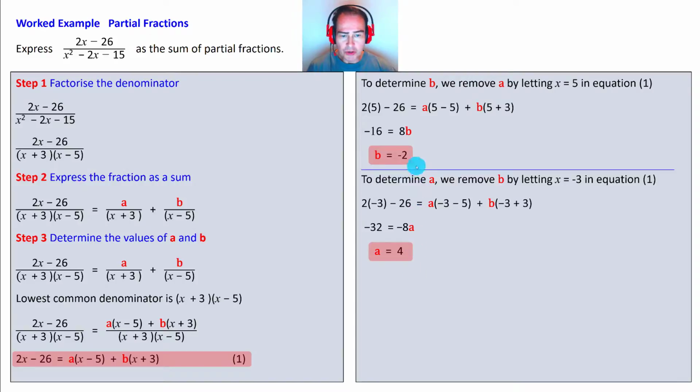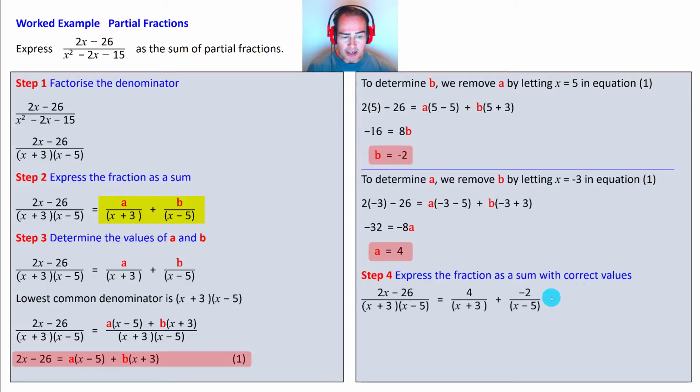So now we have the two key values, the b and the a, which we can simply substitute back into this original expression in step 2, and then we've got our answer. So we do that. Step 4, express the fraction as the sum with the correct values that we just calculated. So replacing the a, here we are in step 2, the a with 4 from here, and the b with negative 2 here, we have expressed it as the sum.